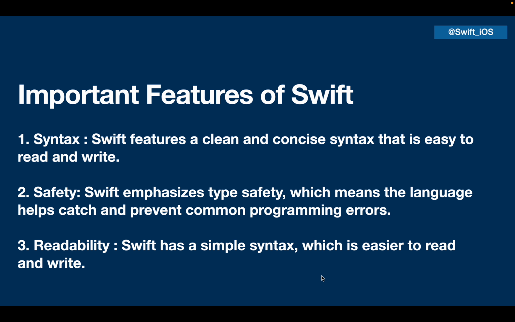Here are some key aspects and features of Swift. Important features of Swift: the first point is syntax. Swift features a clean and concise syntax that is easy to read and write. It is influenced by other programming languages like Objective-C, Python, C Sharp, Ruby, and others.